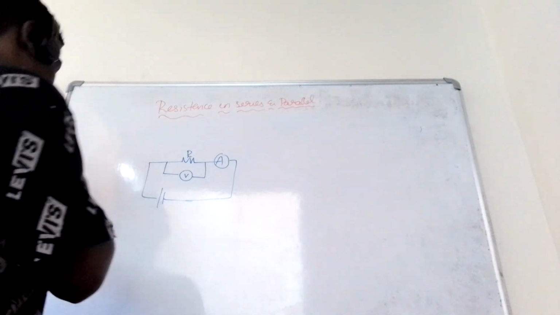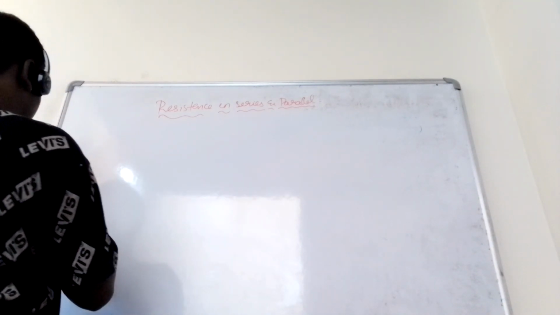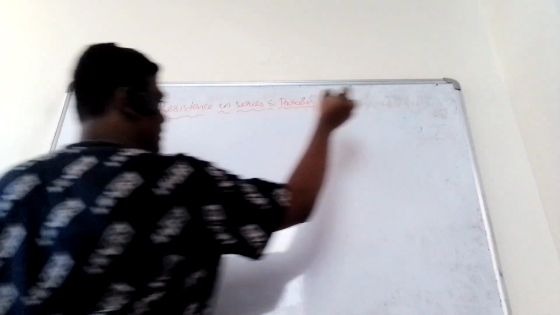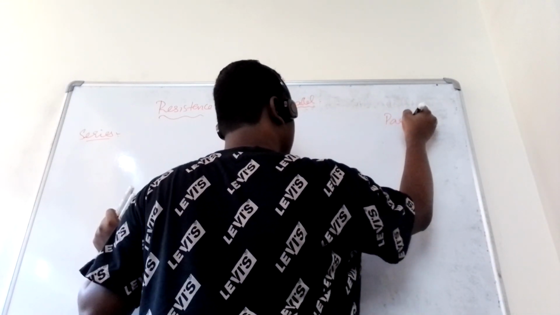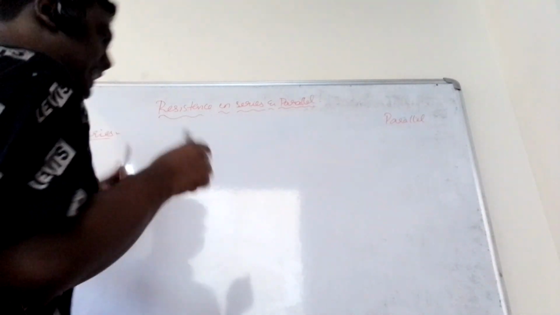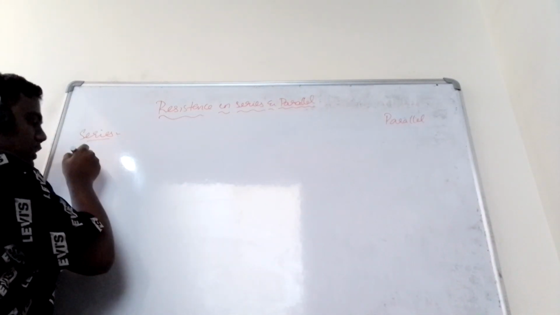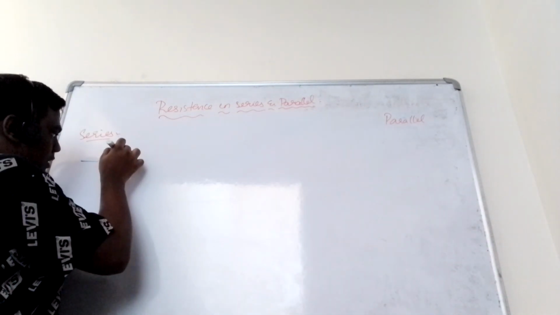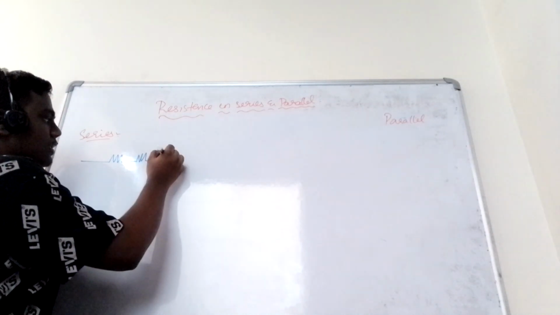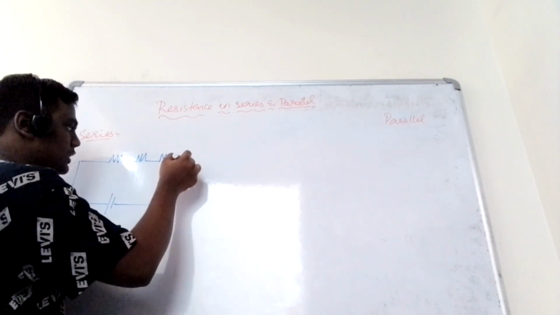Now let me make it in two columns. The first one is series and the other one is parallel. One basic diagram that is there for both series and parallel is this one. There is a resistor. I am taking three resistors, and then I am connecting a battery or a cell to it.